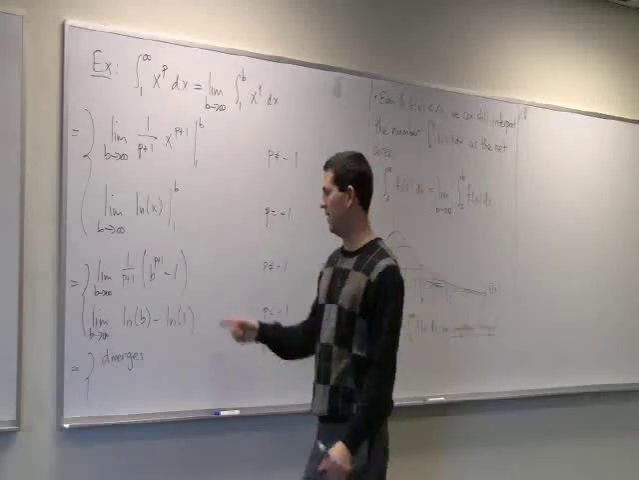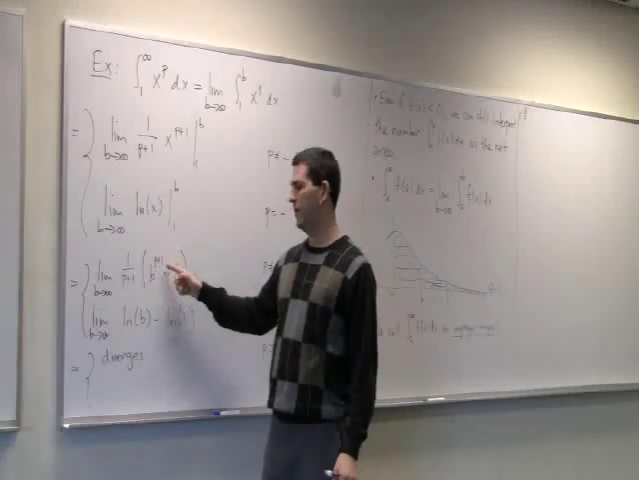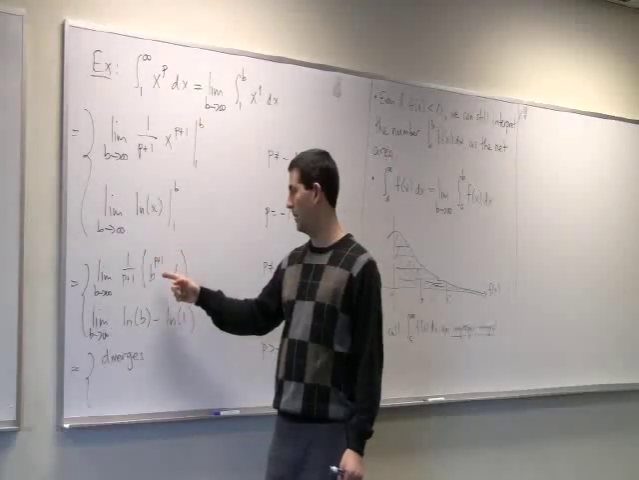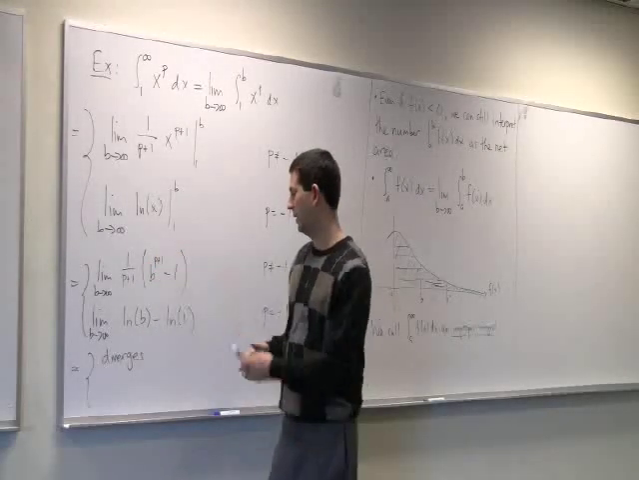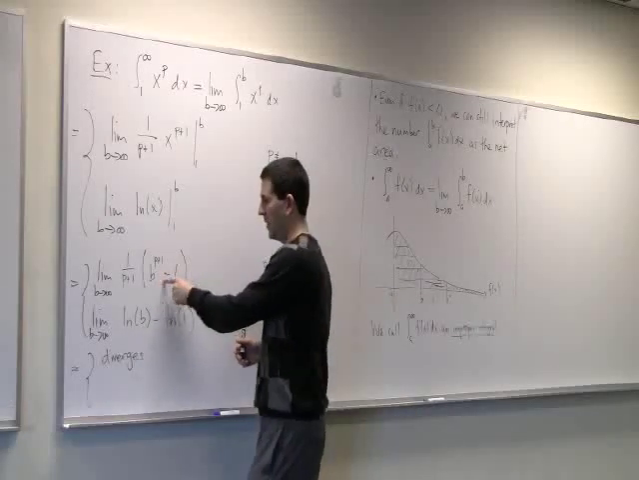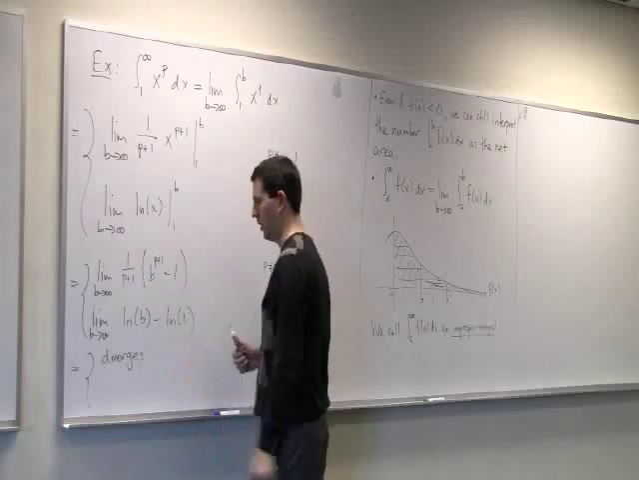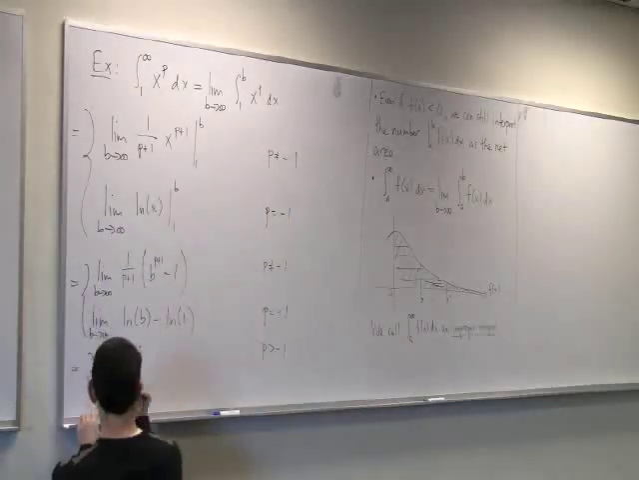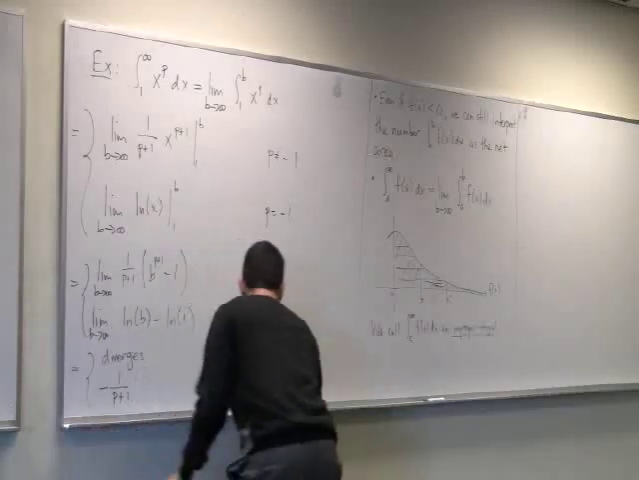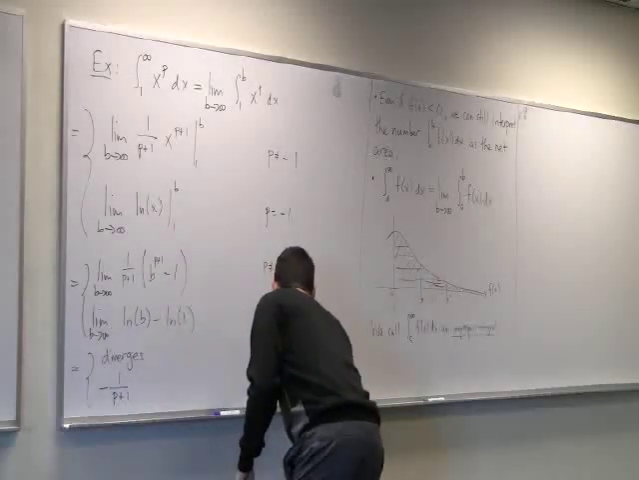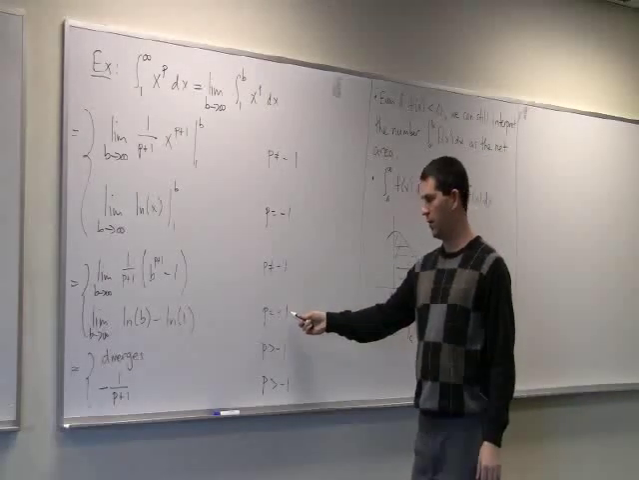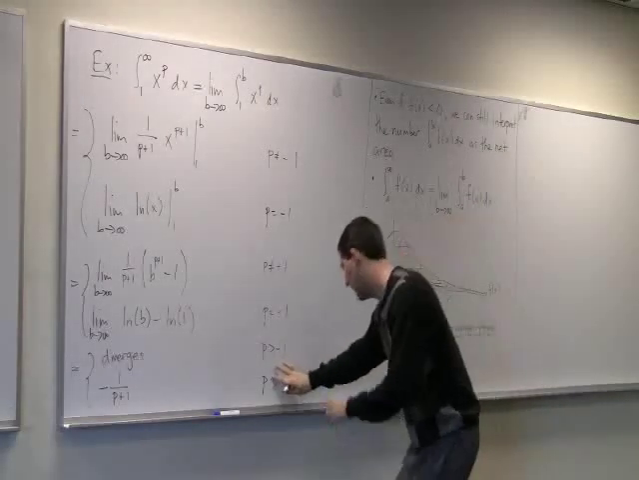If p is less than -1, then this will be negative, and it will converge. It'll go to 0. And so you'll get, well, this will be 0 minus 1. It'll be -1 times 1 over p plus 1. So minus 1 over p plus 1 if p is greater than -1. And what about if p equals -1? P is less than. P is less than... Oh, less than, thank you.